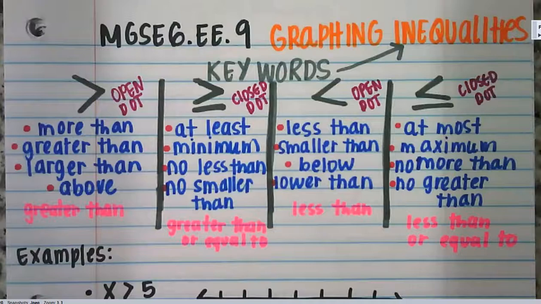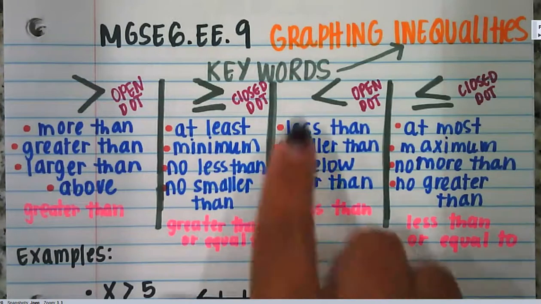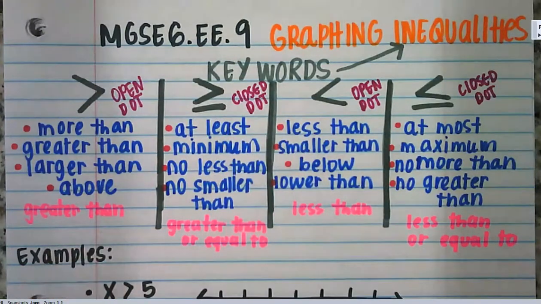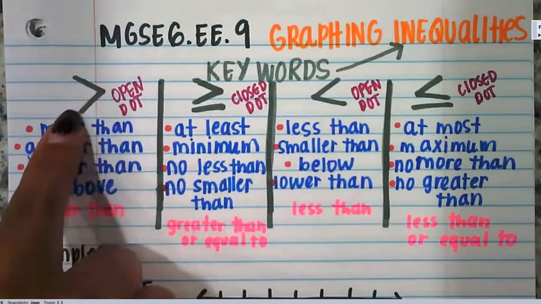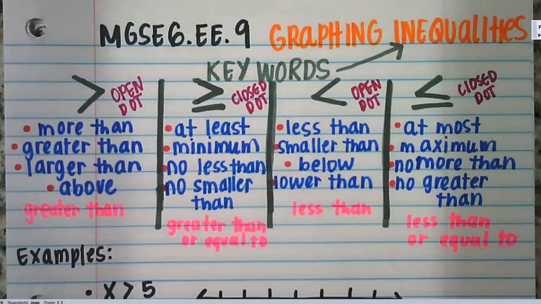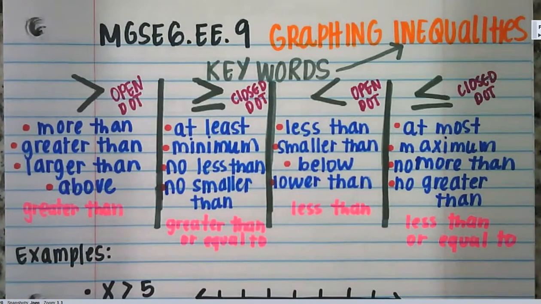All right, we're going to continue our conversation about inequalities, but we're going to be talking about graphing these inequalities. So thinking about our keywords. Now, the first one we're going to focus on is our greater than symbol. This is our greater than symbol. It's a symbol we're all familiar with. We've talked about it, we've used it.